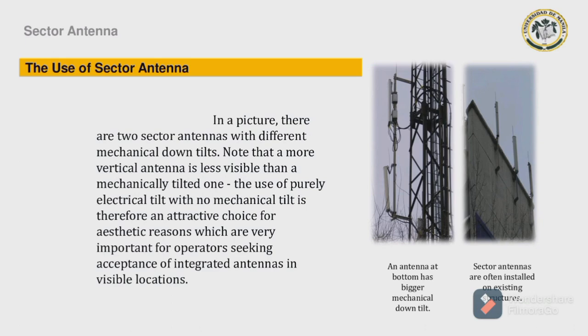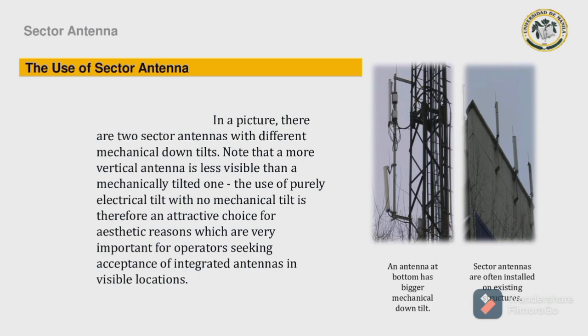In the picture, there are two sector antennas with different mechanical down tilts. Note that a more vertical antenna is less visible than a mechanically tilted one. The use of purely electrical tilt with no mechanical tilt is therefore an attractive choice for aesthetic reasons, which is very important for operators seeking acceptance of integrated antennas in visible locations.